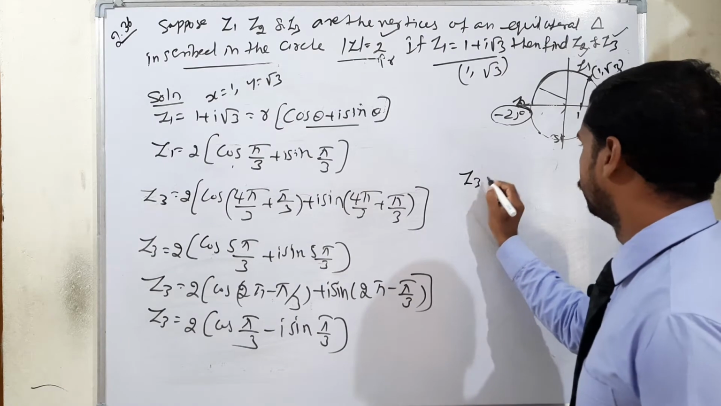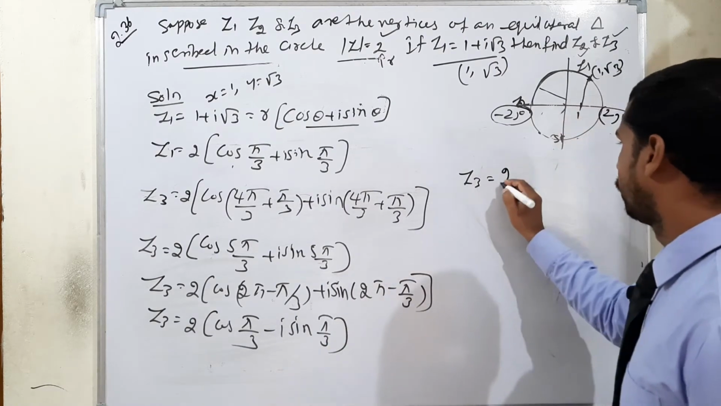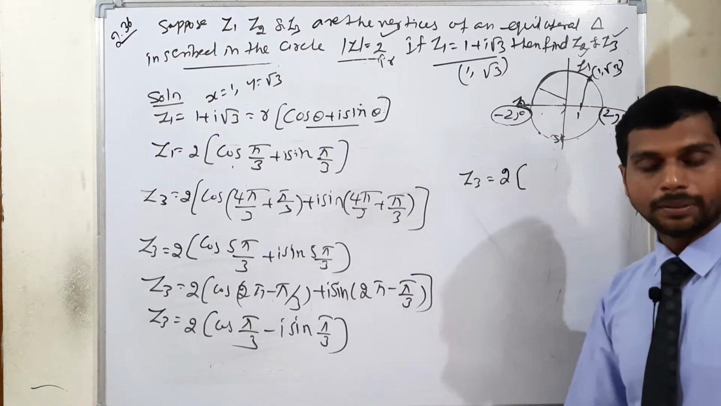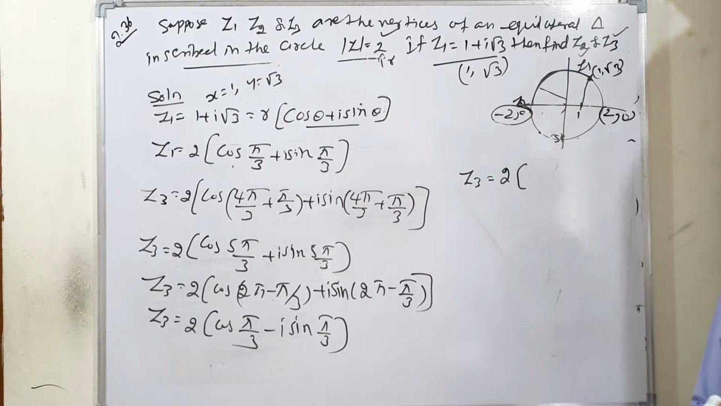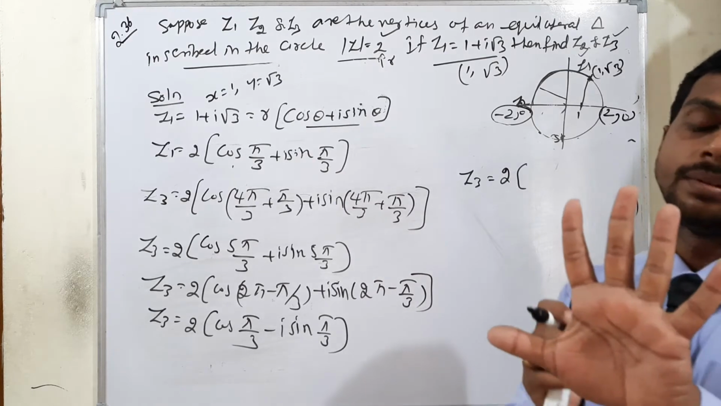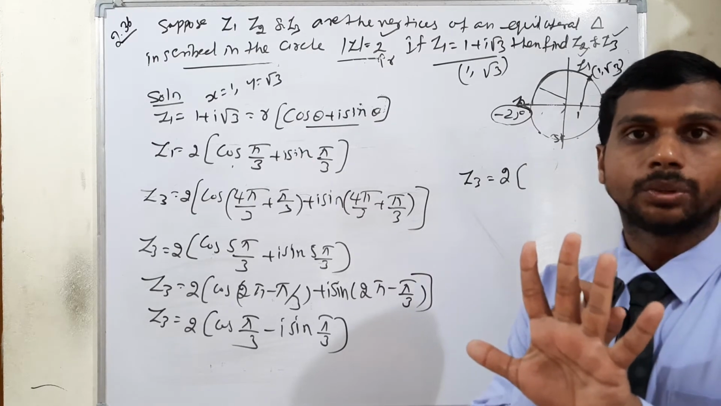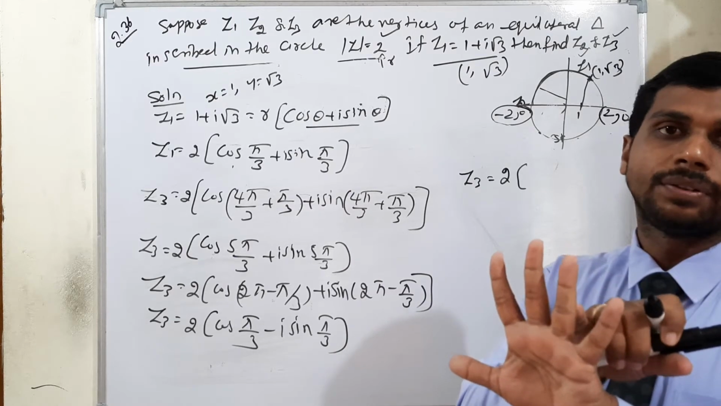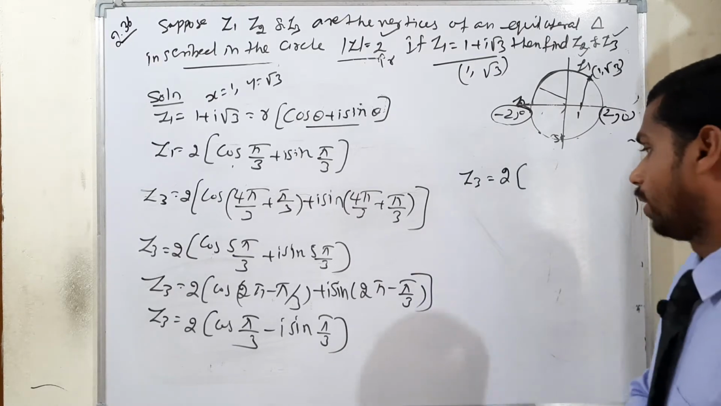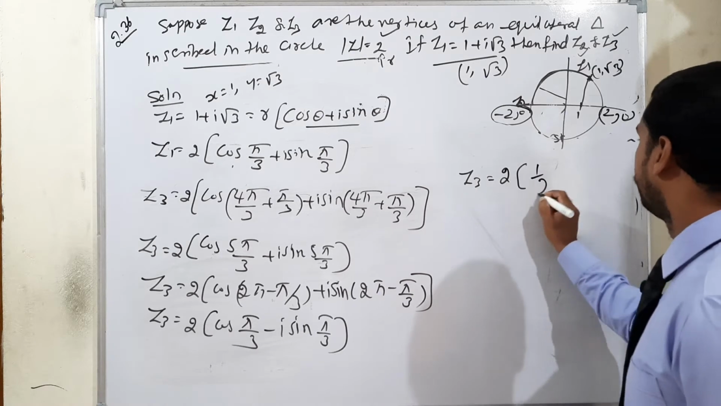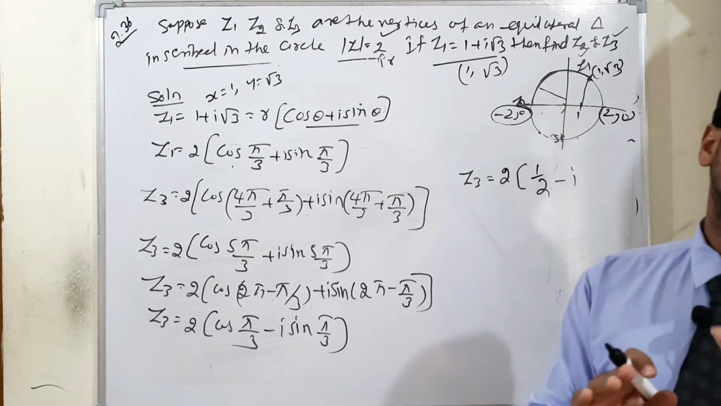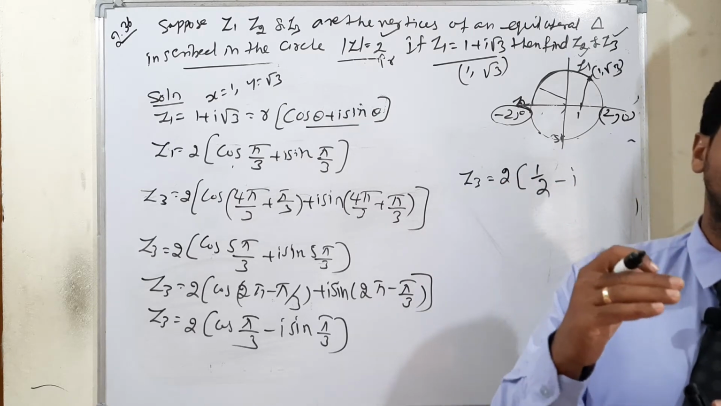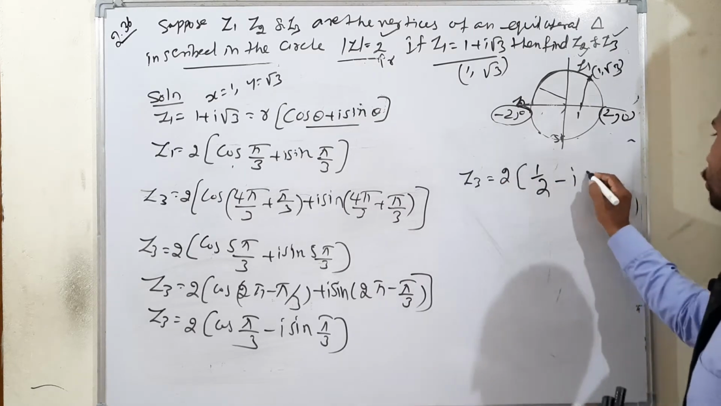Now Z3 is equal to 2 outside, common, cos pi by 3. Cos pi by 3 means 180 divided by 3, which is 60, isn't it? So cos 60 and sin 60 values. Cos 60, I already told you, you just have to check it on your fingers. Cos 60 we can definitely say is 1 by 2. So 1 by 2 positive as it is, but negative i sin 60, which you check on your thumb side, and the value will be root 3 by 2.